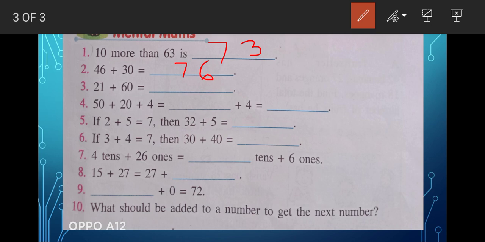Any doubt, children? In the grid, how did we learn? We have to move 3 steps, isn't it? When you add 30, you have to go down 3 steps, isn't it? So here 40 plus 30 will be, when we add 3 steps down, it will become 76.